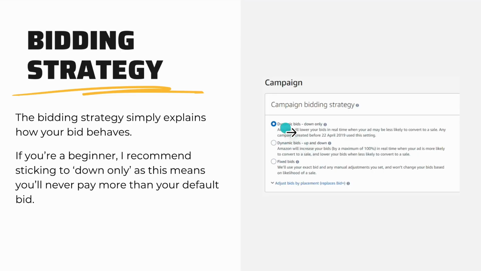Now, the two most common bidding strategies you will see are dynamic bids down only and dynamic bids up and down. So I'm going to give you a bit more of a visual representation of exactly what this means.